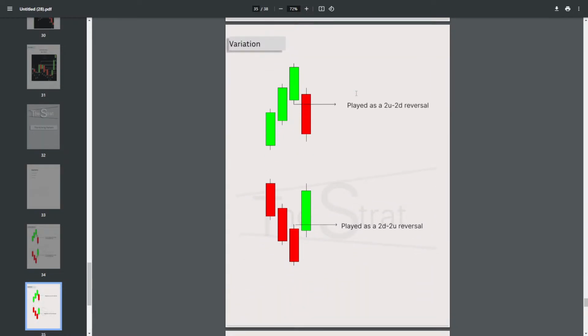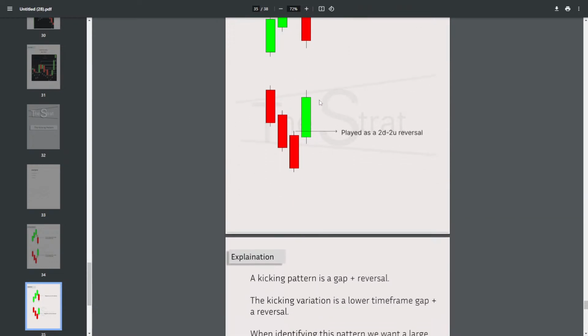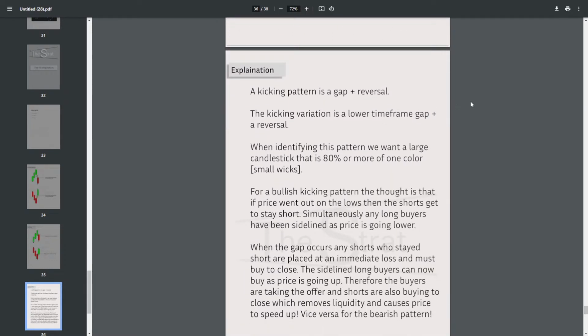We also have a variation of this. So you're going to see it's a 2-2 reversal. On a lower time frame, this is gapping because it closed here and then opened here. So we play these as a 2-2 reversal. It's just a less aggressive form of a kicking pattern. So we call it a kicking variation because it's still the same concept. And what is that concept? So as we've seen, a kicking pattern is a gap and a reversal. The kicking variation is a lower time frame gap and a reversal.